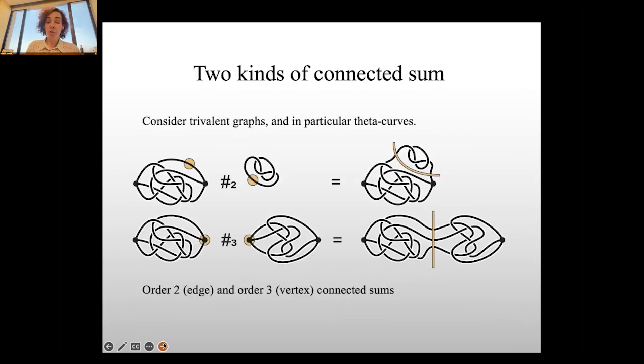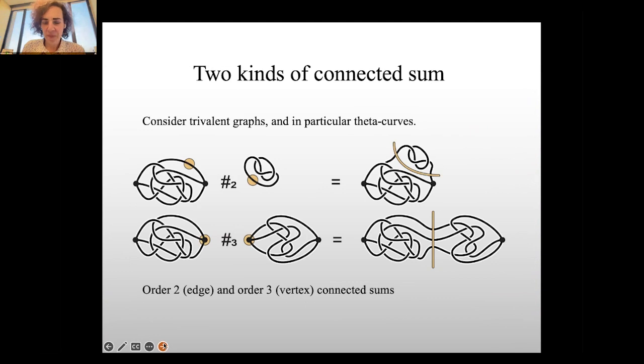Now, it's not the only issue to worry about. We also have different types of connected sum. So let's focus on the case of trivalent graphs. And we have two different connected sum operations to consider. There's an order 2 connected sum and there's an order 3 connected sum. So by this I mean edge connected sum, how we normally think of connected sums, and then vertex sums. And there's a picture of each one of those connected sums here.